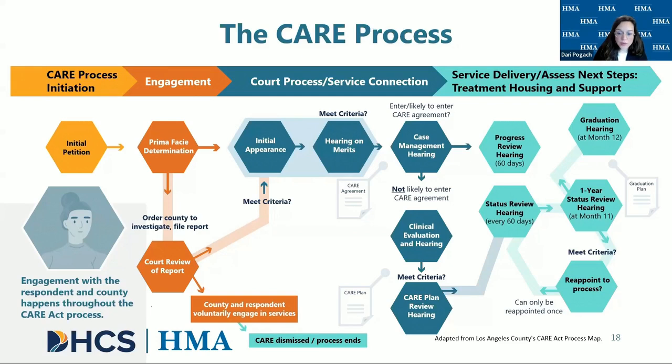So I just want to very briefly point out as you go through this slide, the full care process is after the initial petition is filed, there's either a prima facie determination that goes straight to an initial appearance, or perhaps a court review of the report may be ordered. And then we're going to end up at a hearing on the merits to determine whether the person meets the criteria for the CARE Act process. At this point, if the person meets the criteria, the court is going to hold a case management hearing. And let's go to the next slide.